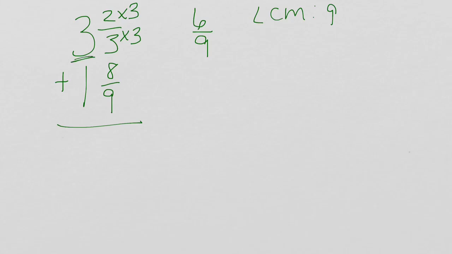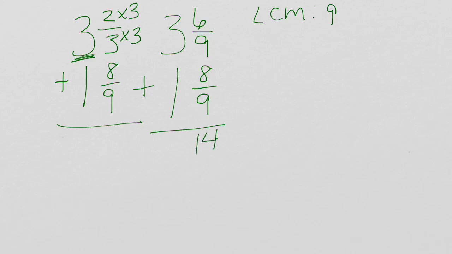Don't forget your whole number. Bring over that 3. And let's go down here. 1 8/9. That's already a ninth. I don't have to do a thing to it. So now I have like fractions. They're both denominators of 9. So when I add my numerators, I see I have 14/9. 3 plus 1 is 4.